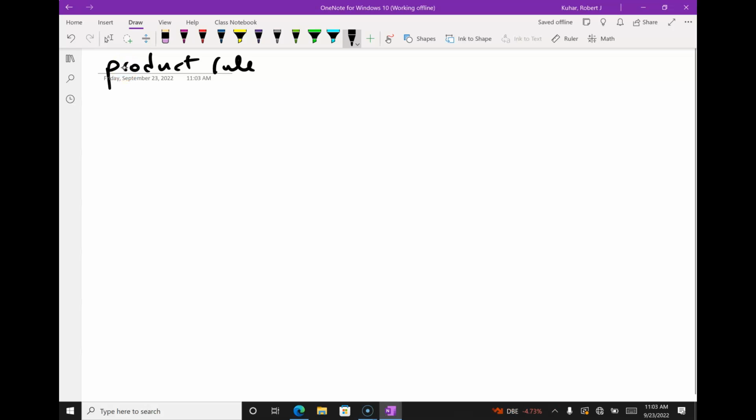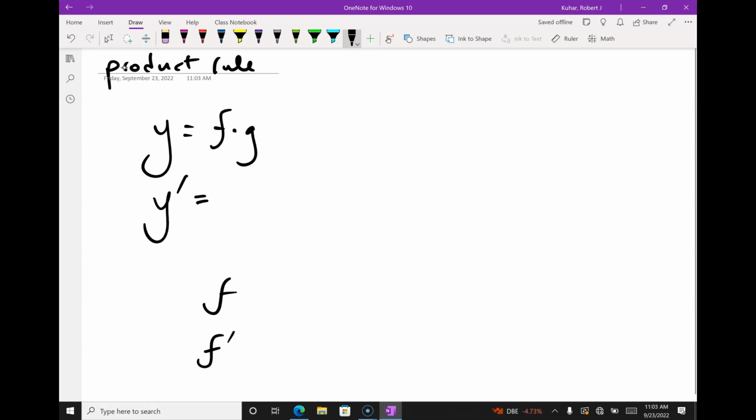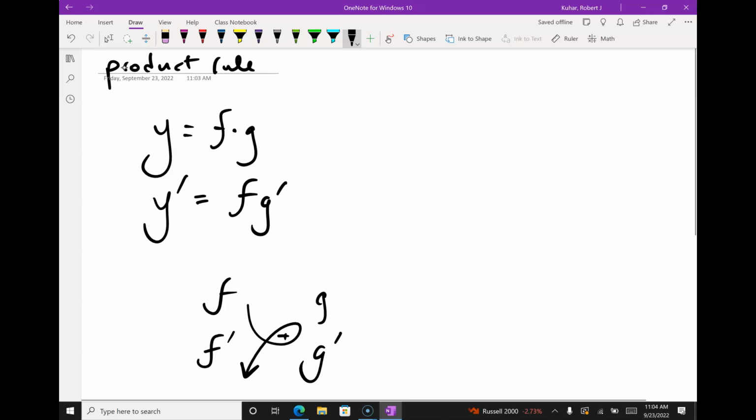So, product rule. As a reminder, if y equals f times g, then y prime, I like to use this loop. I teach this loop thing for product rule, quotient rule, chain rule, but as soon as you can let it go, good. As soon as you can do it without thinking of this loop, great. So we get f g prime plus g f prime, right?